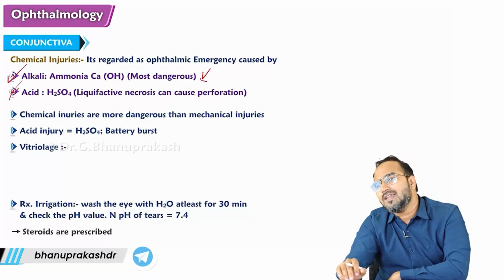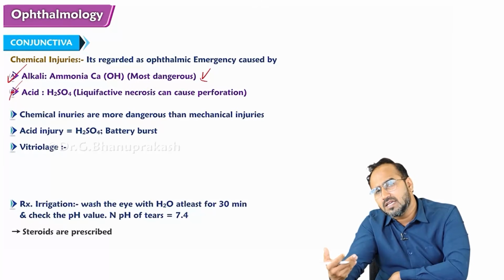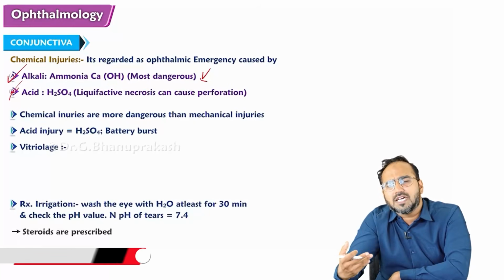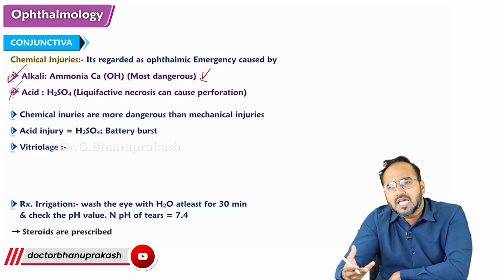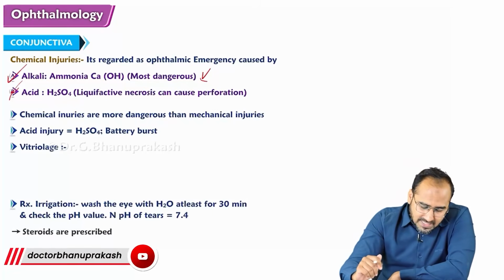Okay? And second, what will happen? Initially, lacrimal glands are damaged. Second, goblet cells are damaged. If at all some tear is formed, if goblet cells are damaged, will there be any stability of the tear in the eye? No. Right? So remember, vitriolage is the worst condition.